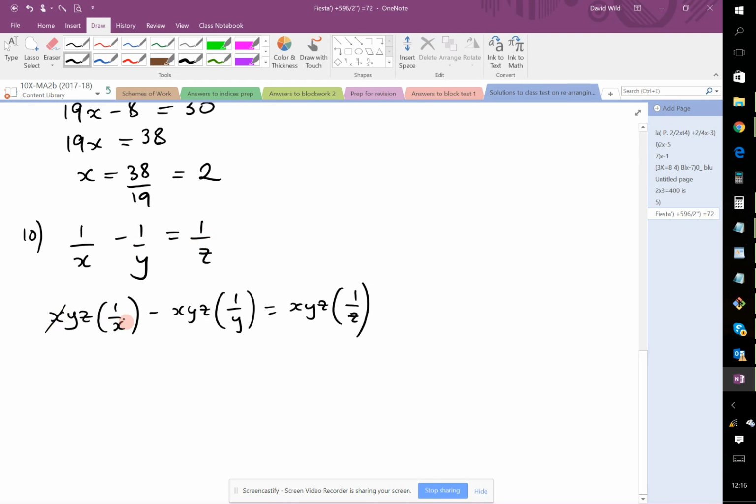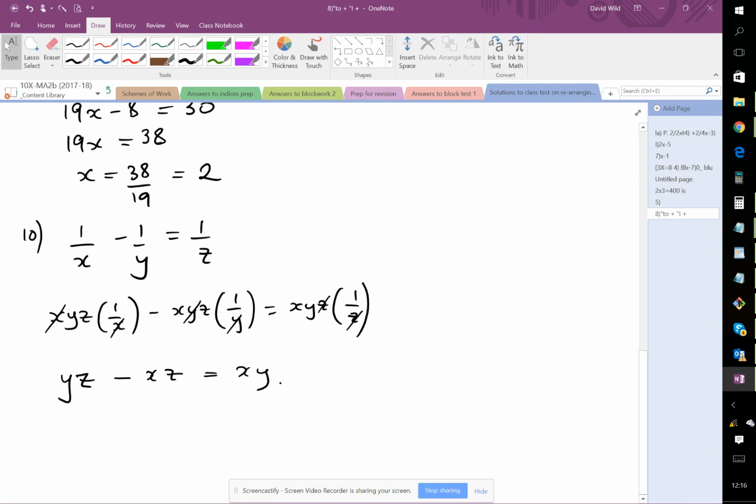Now the cancelling. x divided by x is 1. y divided by y is 1. And z divided by z is 1. So we'll end up with xy minus xz equals xy. Oh, sorry, this first term here is yz, isn't it? That's better. yz is left here.